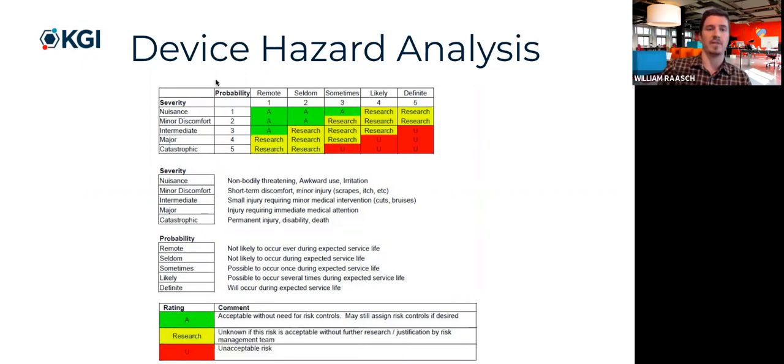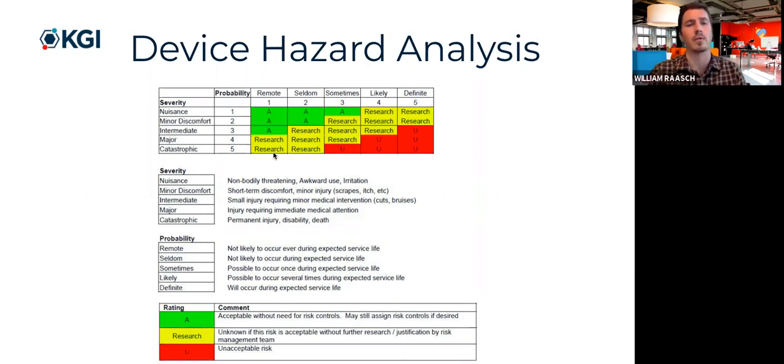So the FDA has released guidance around how you should think about certain risks. As an example, if it occurs a lot, if it's definitely likely to happen, and it's catastrophic, this is a big issue. It's an unacceptable risk. If it's not likely to occur, but it's a huge issue, then they say, well, do some research.